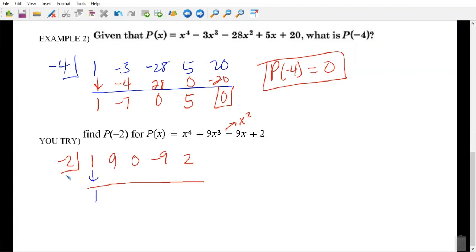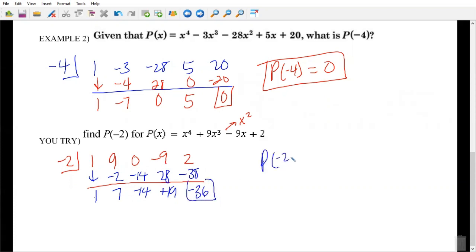We're going to bring down our 1. Negative 2 times 1 is negative 2, 9 minus 2 is 7. Negative 2 times 7 is negative 14. 0 and negative 14 make negative 14. Negative 2 times negative 14 is positive 28. Negative 9 and 28 make 19. Negative 2 times 19 is negative 38. And 2 minus 38 is negative 36.